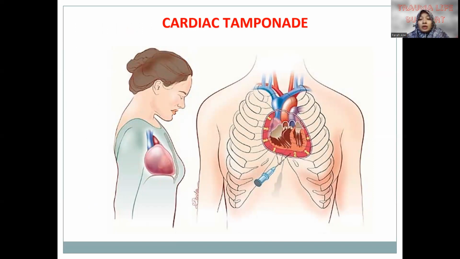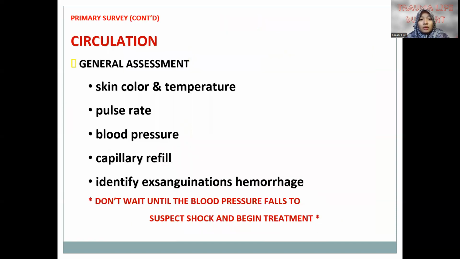At the moment we are blessed with ultrasound, so we will use ultrasound guided pericardiocentesis. But there are multiple approaches actually. You can use your subxiphoid approach, 45 degrees towards your left shoulder, or you can use the apical approach, or you can use a direct approach. Okay, next we go to the circulation.